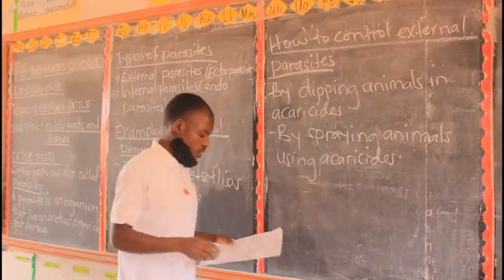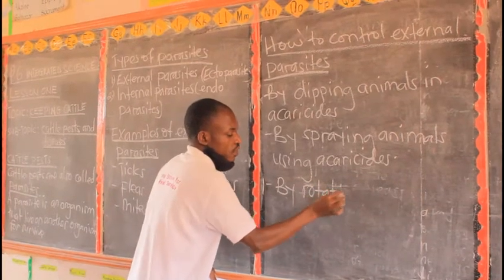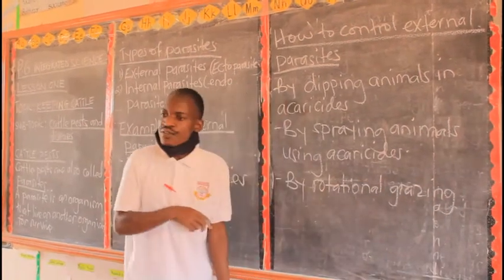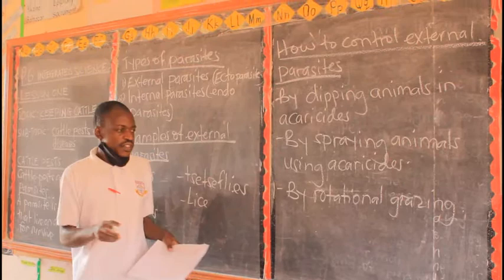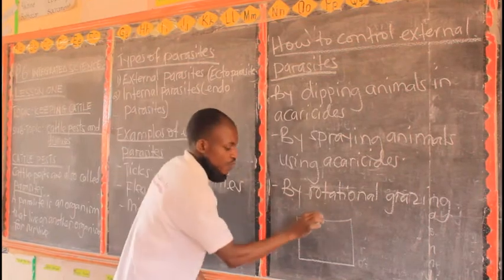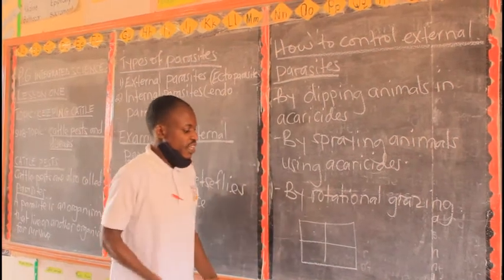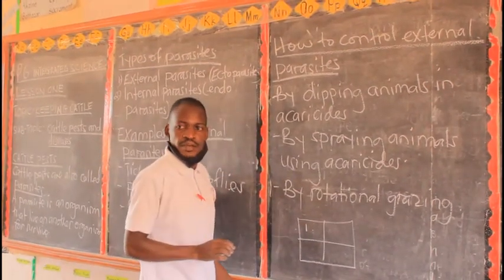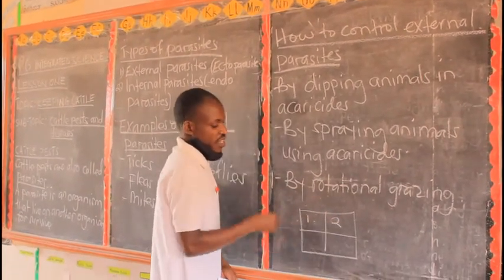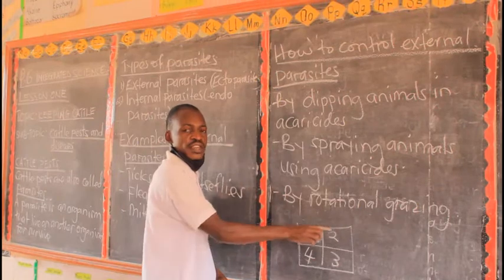Yes. She has said very good, by rotational grazing. We can have rotational grazing. With rotational grazing, a farmer partitions his farmland into different paddocks, maybe if it's a paddock system. Then today he can decide to graze the animals in paddock 1. Then tomorrow when he comes, he can graze these animals in paddock 2, the other day in paddock 3, the other day in paddock 4. This is rotation, keep on rotating in different paddocks.